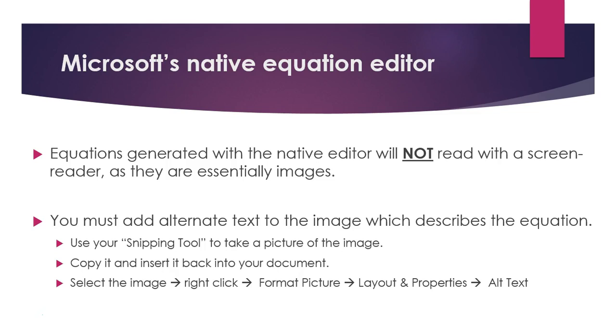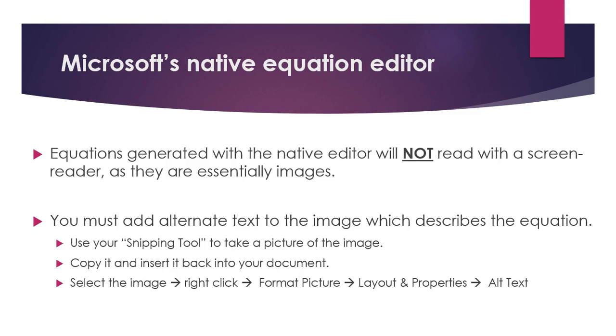And I have here on the slide a real short workflow for how to do that. This is an extra step you would have to do. And I'll demonstrate for you in just a second. I'll go to a Word document and show you how I do this. But I think it's a bit of a shortcoming that you can't add alternate text into the equation directly. You have to go to this extra step and actually take a snip of it and copy that back into your document, which seems really redundant.